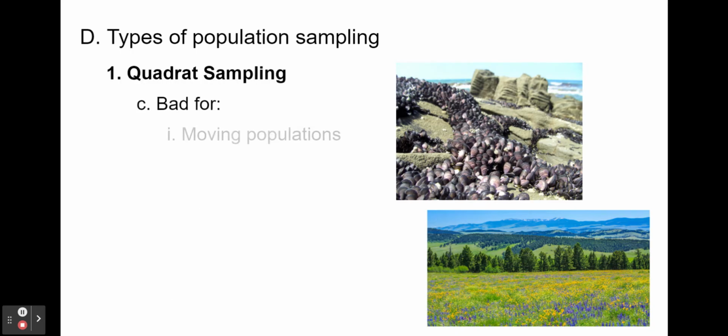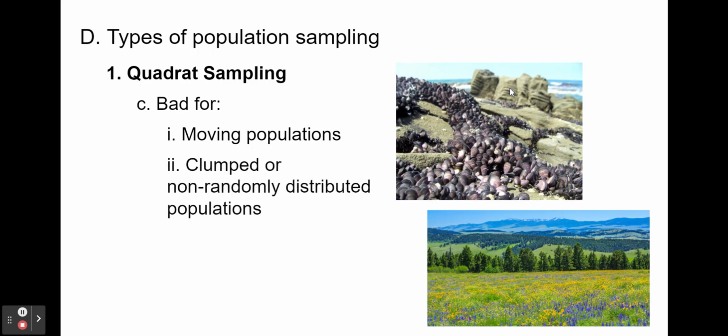What is it bad for? Moving populations. If we put down our quadrat and our organism runs out, hops out, or just moves to another area where we might count them again later, no good. It's also bad for clumped or non-randomly distributed populations like we saw here. Here's a more evenly distributed population of wildflowers that would be really good for quadrat sampling.